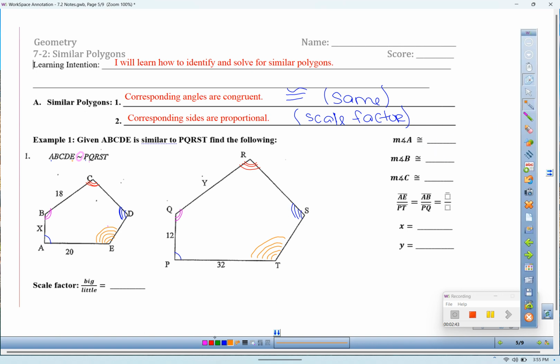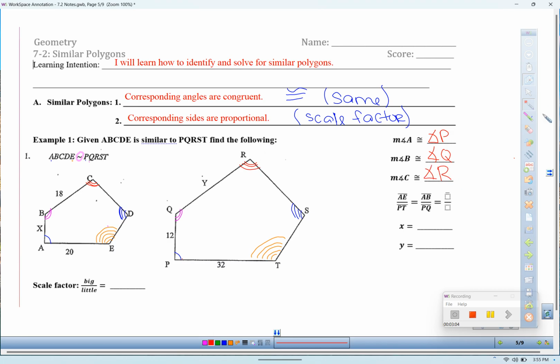Okay, so when we do this, that's going to help us come over here and solve these really easily. So the measure of angle A is congruent, or the same. So A over here is the same as which one over here? P. P also has 1 arc mark. So if I look at the measure of angle B and I come over here, it's congruent to angle Q. And if I look at C, C is congruent to angle R.